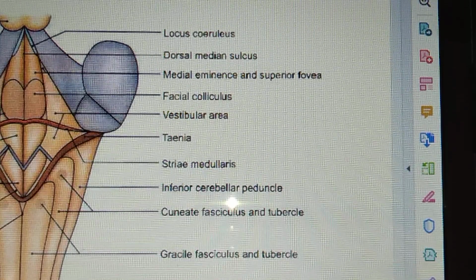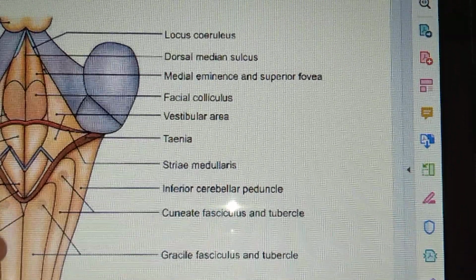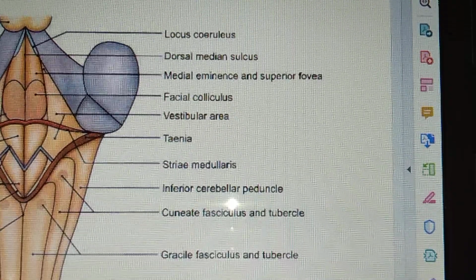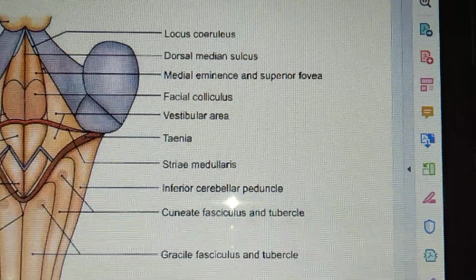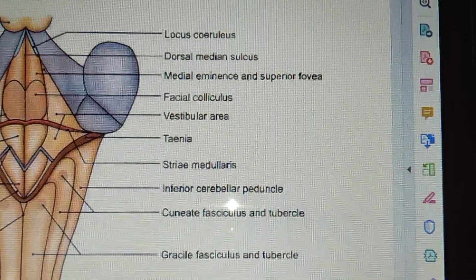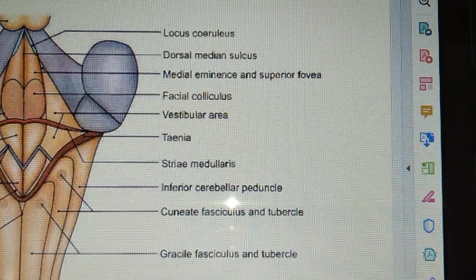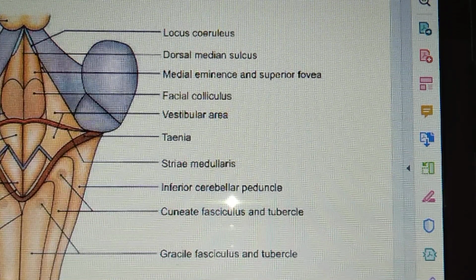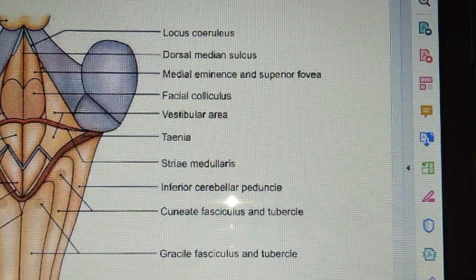Between the vagal triangle and the gracile tubercle, you can see a very thin area. This area is called the area postrema, which functions as a chemoreceptor. So that is about the sulcus limitans.